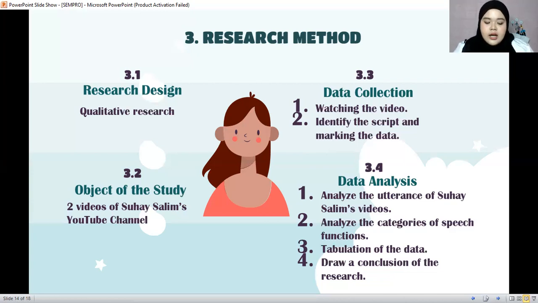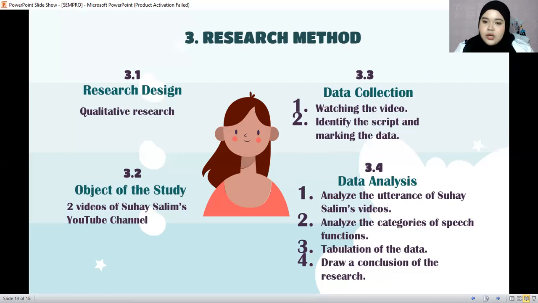The second, analyze the categories of speech functions. Suhail Salim's utterances must be grouped according to the correct categories, and the researcher will use a table that simplifies the data analysis process by giving a checklist in the column of the categories of speech functions.